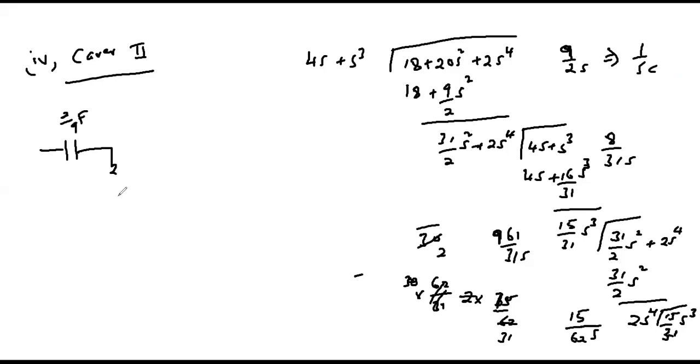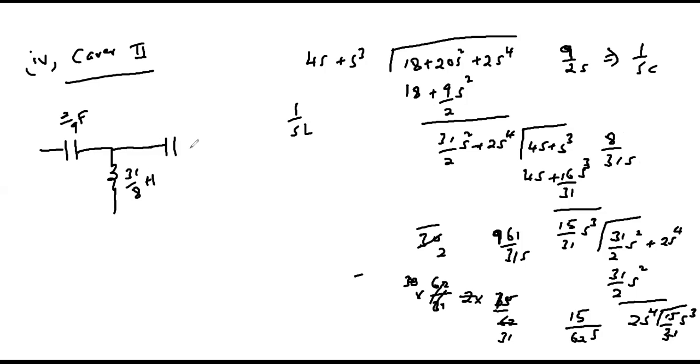Then we have an inductor in parallel. We have 8/31s. Admittance due to an inductor is 1/sL. So 8/31s is the same as 1/(sL), and therefore, the inductance will be 31/8 henry.